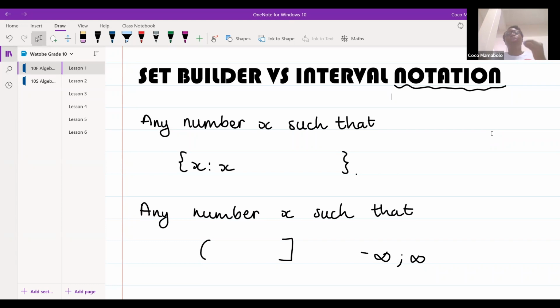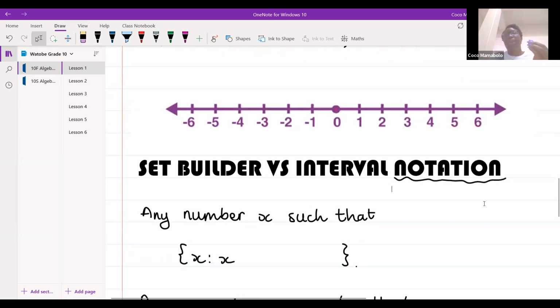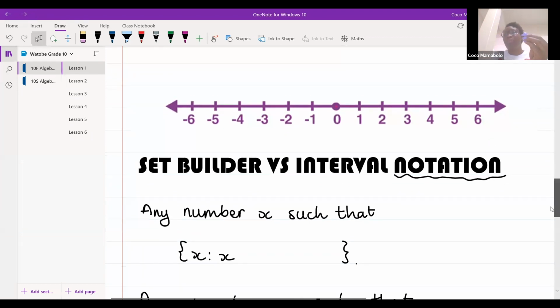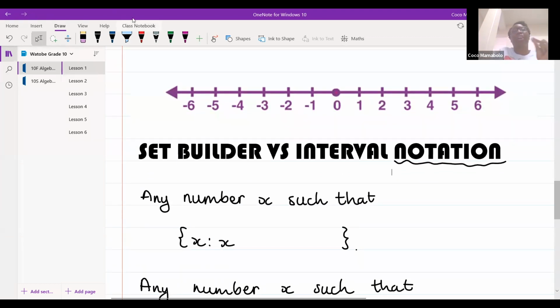Now notation is just another way of saying how to write something, and this comes off of how we look at our number line. Notation is always going to tell us a couple of things. Now, if I take my number line and I draw this, I want you guys to tell me in the chat, what does this mean?